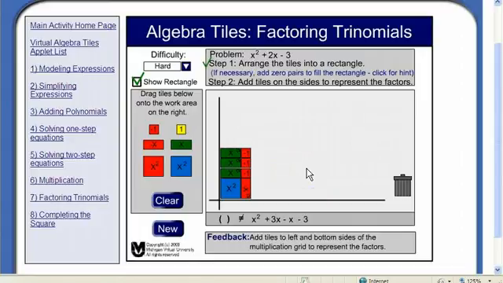Now here's where it gets a little bit tricky, but once you learn how to do this, it's not as difficult. We're going to put our tiles on the outside here to figure out what our factors are. Now you might think that because we have nothing but red tiles, that that's what we use for our units. Let's look what happens when we do that. Notice how it says that my factors now are x minus 3 over here on this side and x minus 1 on the bottom, which does not equal x squared plus 2x minus 3.